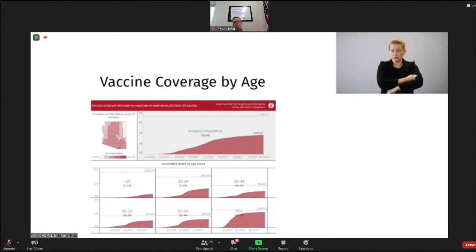As of this week, nearly 32% of 12 to 17-year-olds have been vaccinated with at least one dose of vaccine. And as we head back to school, we urge all of those who are eligible, including students 12 and older, to get vaccinated.